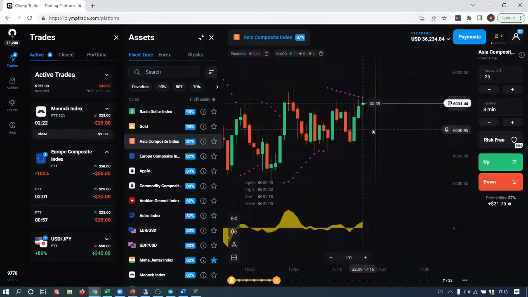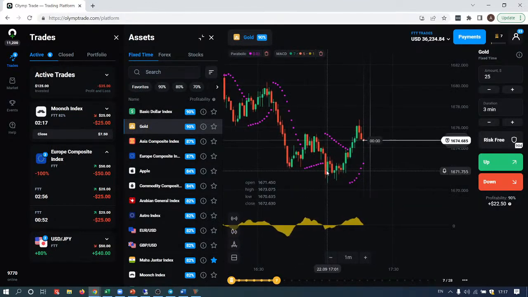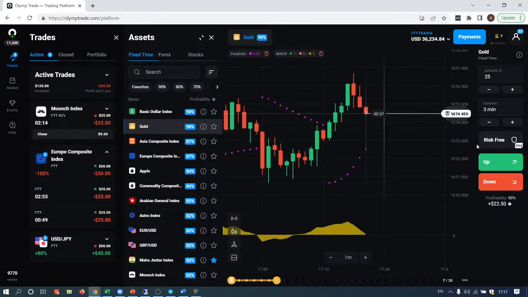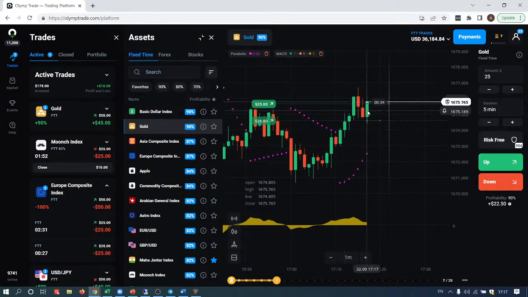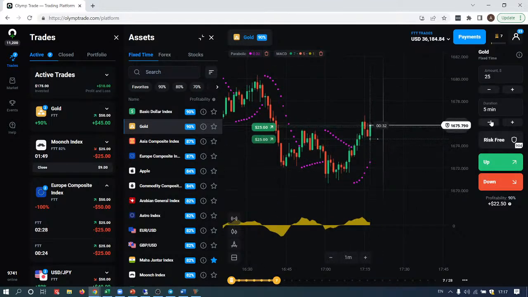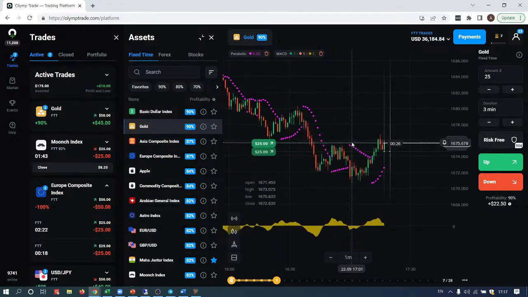All right, so gold. Yes, let's try and open a trade on gold. So this is an up signal. The parabolic SAR dots are under the chart, and the MACD area is above the middle line. So yeah, that's an up signal. So let's try another trade, like 5 minutes also. Should have opened it a little quicker, but anyways. And yeah, that is a signal for an up trade.